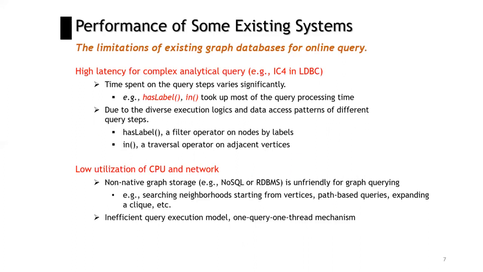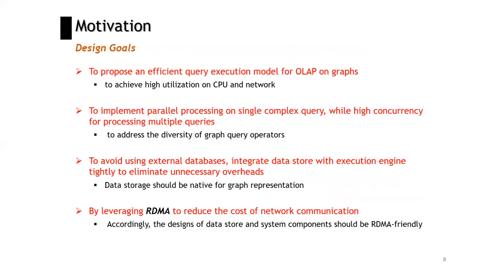For low resource utilization, the non-native graph store is unfriendly for graph querying, and the one-query-one-thread mechanism is not efficient for highly concurrent queries. Hence, we propose four design goals as follows for high-performance OLAP on graphs.